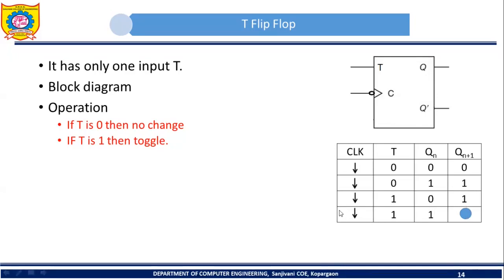Similarly for this last row, what is happening here? T is 1, which means the output is going to toggle. So this 1 will be converted into 0. So this is the operation of the T flip-flop.